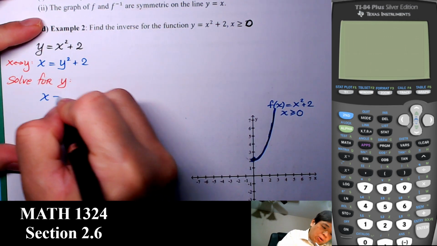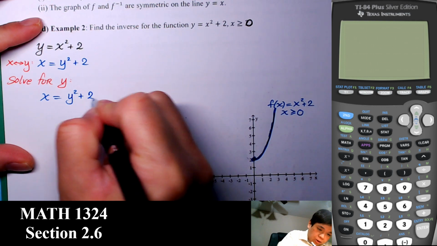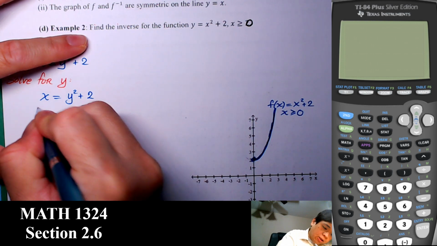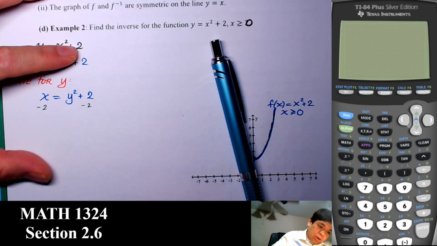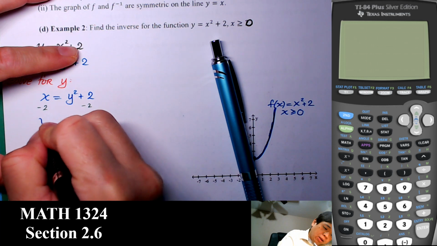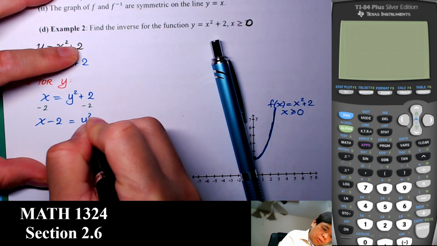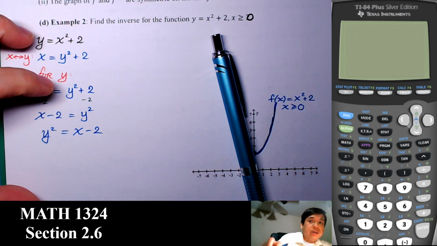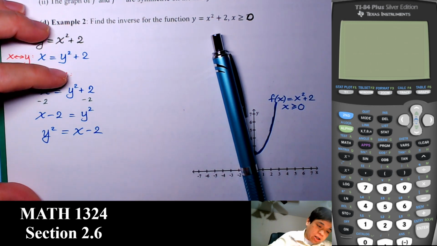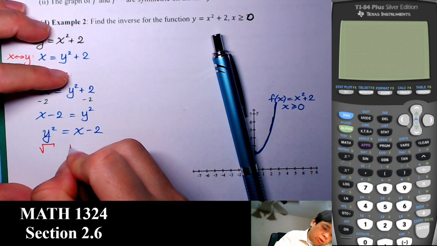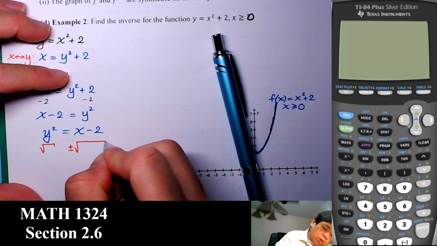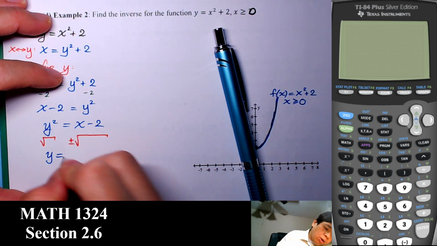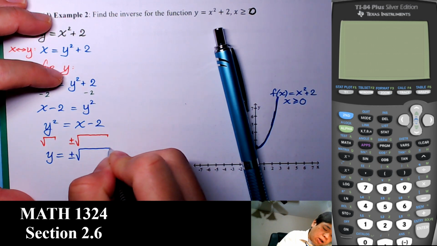So x equals y squared plus 2. To get y by itself, we have x minus 2 equals y squared. Of course, we can write y squared equals x minus 2. Now to get y by itself, we take the square root. We have y equals plus or minus the square root of x minus 2.